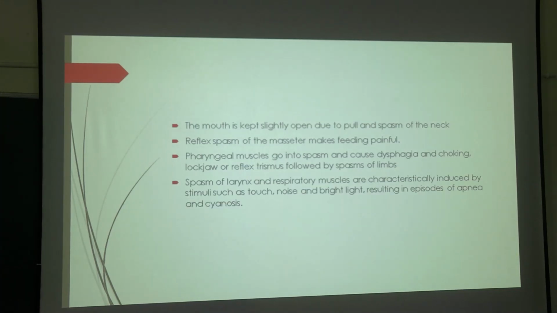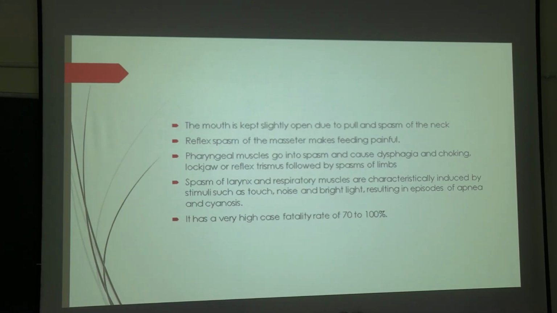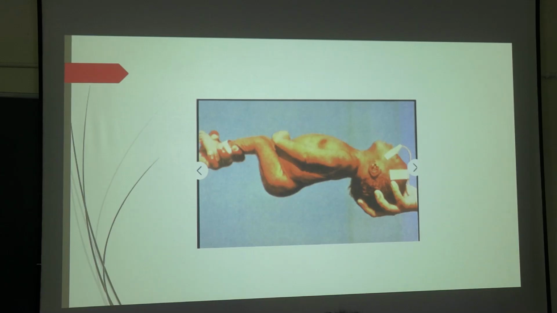Spasm of the larynx and respiratory muscles are characteristically stimulated by touch, noise, light, resulting in episodes of apnea and cyanosis. You can understand this is a very bad condition if it happens in a 2-day-old baby. And it has a very high rate of mortality, almost 100%. Look at this picture. Doesn't it look bent like a bow? So this is the opisthotonos posture.